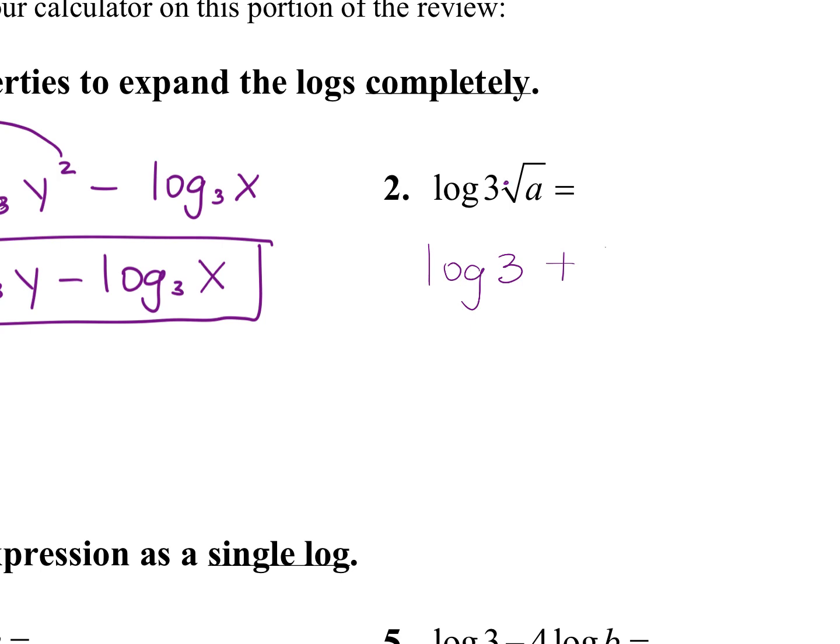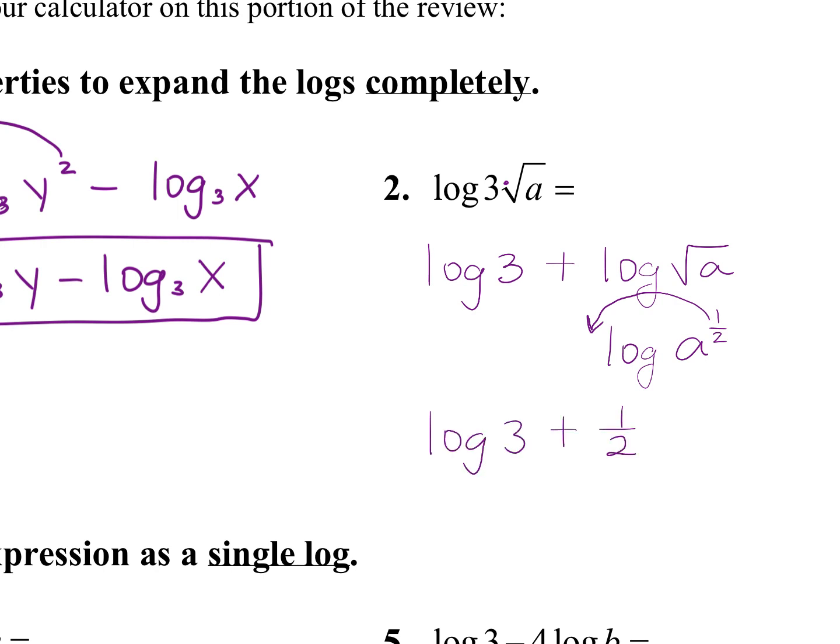Multiplication gets us addition, the log of the square root of a, but we don't want radicals in the expanded form, okay? You can leave a radical in the non-expanded, not in this. What is another way of writing the square root of a? A to the 1/2. Okay, so you have the log of a to the 1/2. We're going to move that 1/2 out in front. So it's going to be log 3 plus 1/2 log a. That is your expanded form.